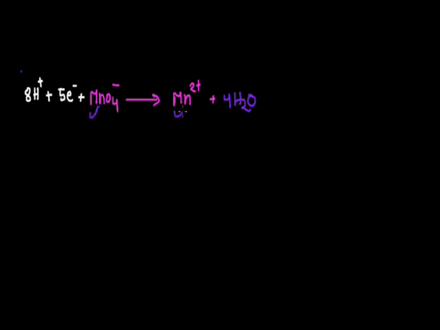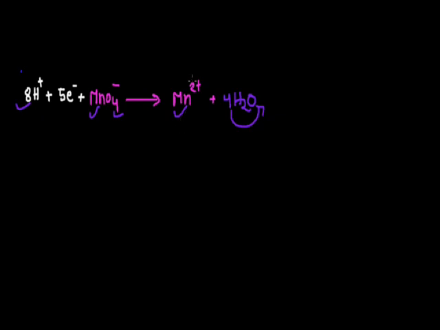Now the balanced reaction is 8H plus plus 5 electrons plus MnO4 negative. It gives Mn plus 2 plus 4H2O. Now the reaction is completely balanced. Here is a single manganese, and oxygen 4. Here also there are 4 oxygen. Hydrogen is 8. Here also there are 8 hydrogen.